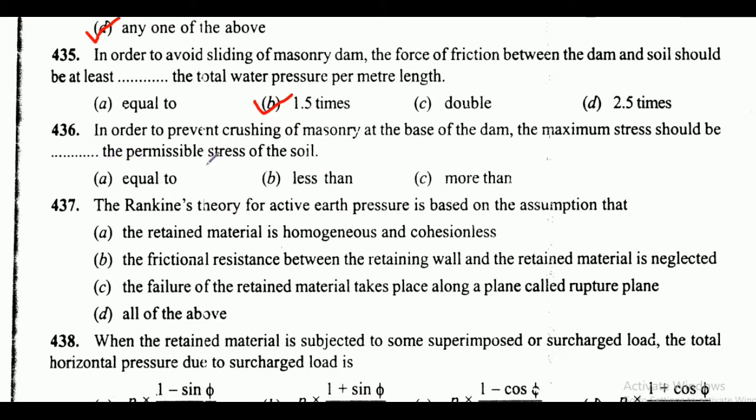Next is, in order to prevent crushing of masonry at the base of the dam, the maximum stress should be dash the permissible stress of the soil: equal to, less than, more than. Here the correct answer is option B, that is less than.